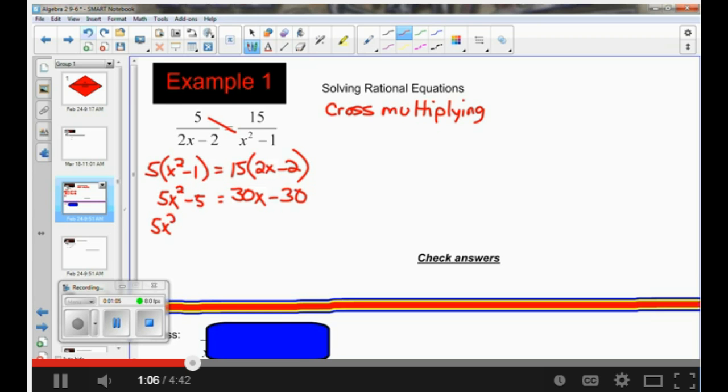So the 5x squared stays here. I'm going to subtract 30x, and I'm going to add 30. And that leaves me with a 0. So since all three of those terms, I can make them smaller by factoring out a 5. That leaves me with an x squared minus a 6x plus another 5 here. And now I can factor this.